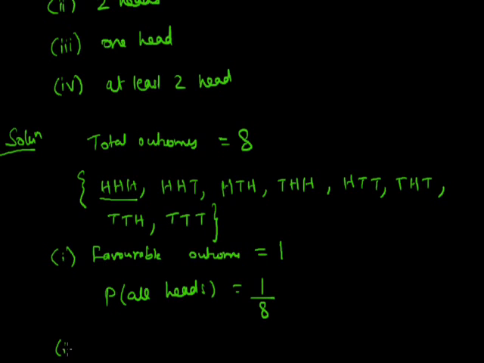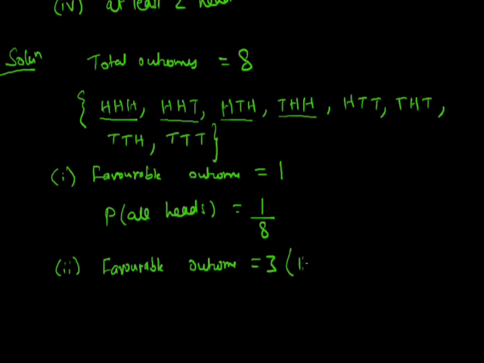Now in the second case we need to find out the probability of getting 2 heads. We'll see in how many cases we are getting 2 heads in all possible outcomes. This is the first case, this is the second case, and this is the third case. So there are only 3 cases in which we are getting 2 heads. So our favorable outcome will be 3, and those cases are head head tail, head tail head, and tail head head. So these are the 3 favorable outcomes.